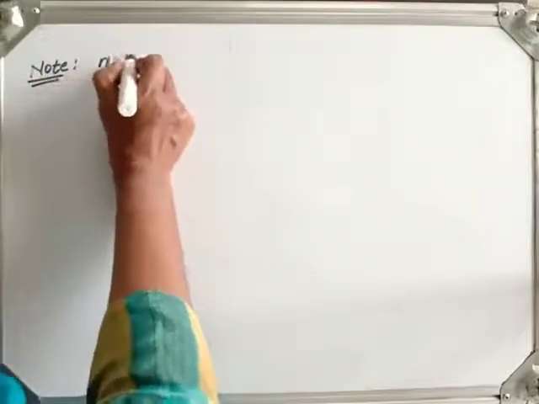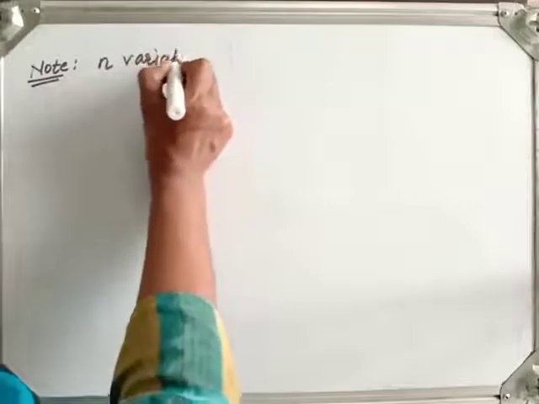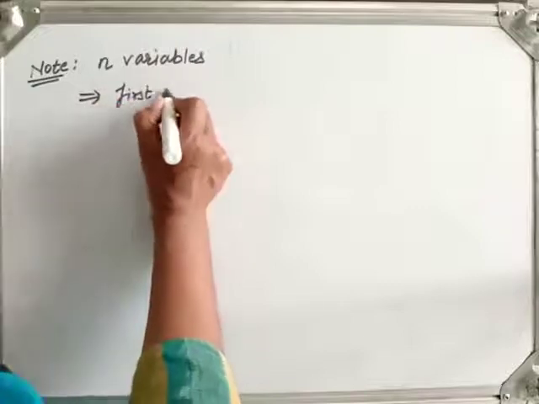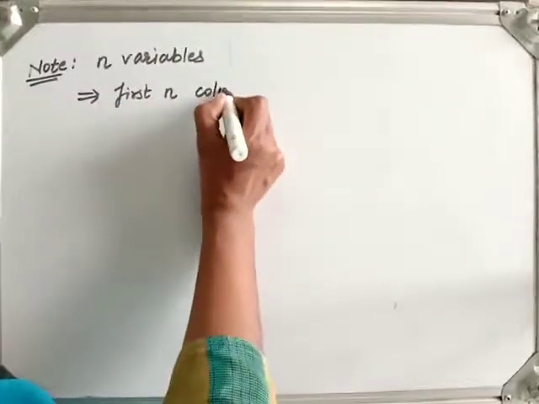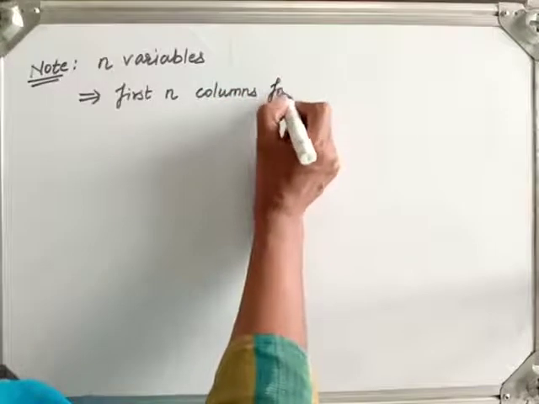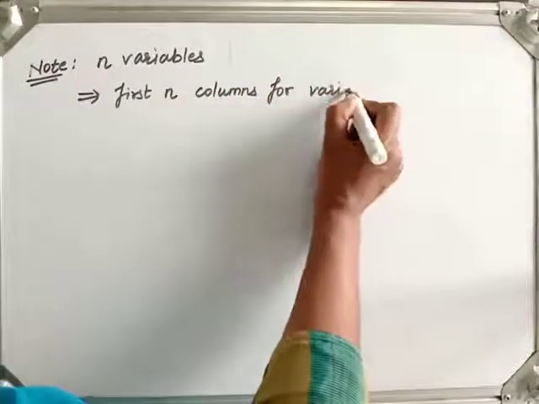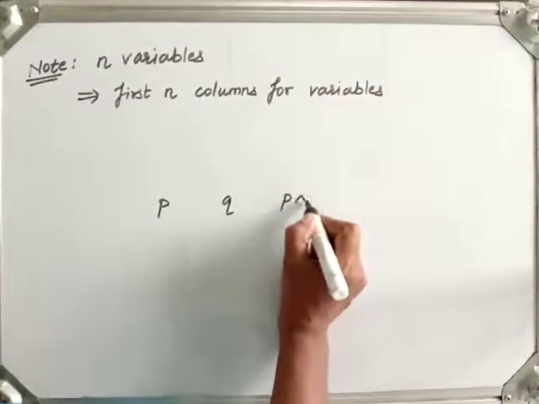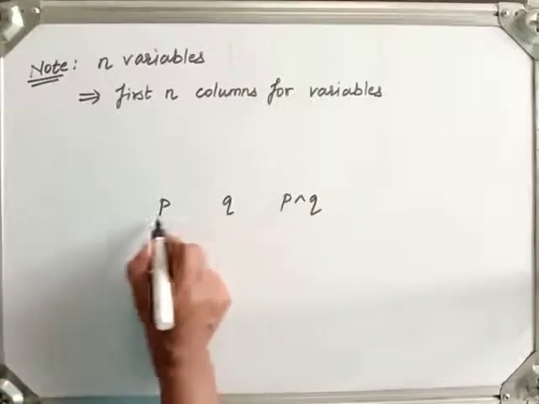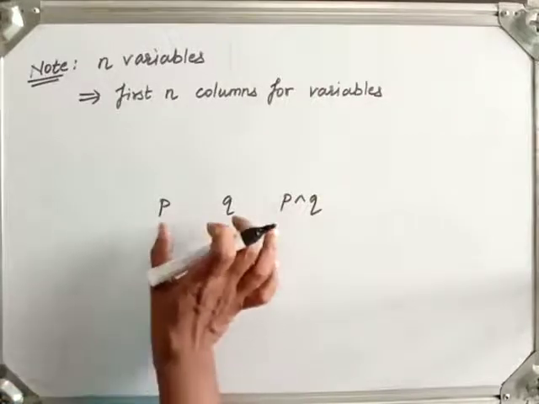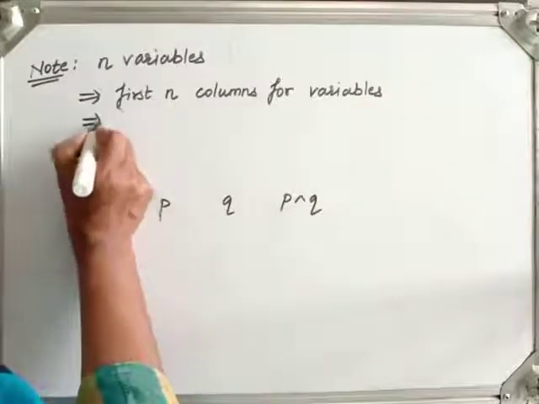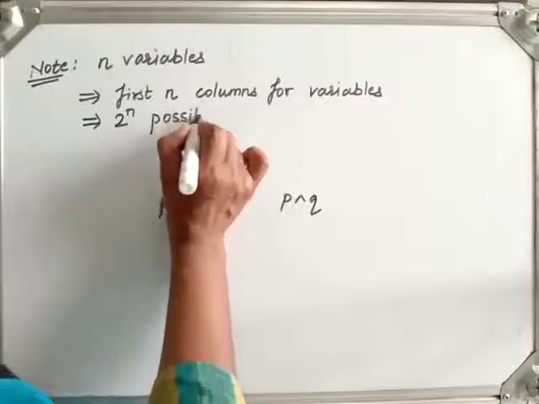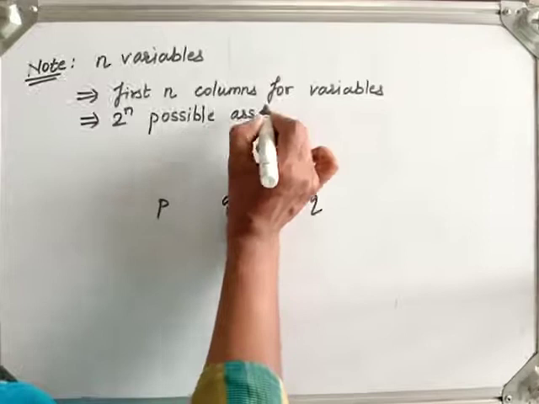Suppose n variables are there, then it implies first n columns for variables. As we had seen, P, Q, that time these first two columns are for those two variables. Then second thing, there are 2 raised to n possible assignments of truth values.